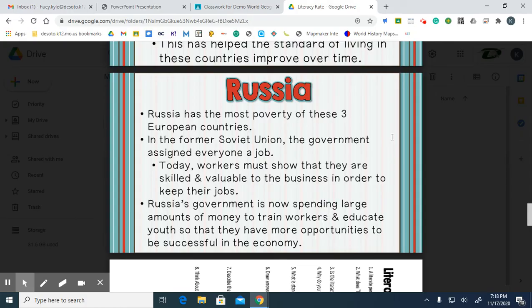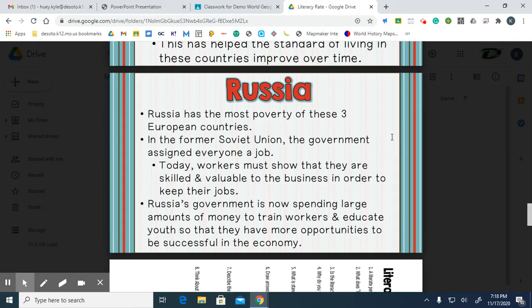Now that they're opening it up and becoming more of a mixed economy, individuals need to be qualified and need to be educated in order to improve their career and get a better paying job. They didn't have those resources because Russia did not start investing in human capital and education until relatively recently. Now, they have made major strides in educating their population, but they still have a long way to go. Again, the most important thing is Russia's government is now spending large amounts of money to train workers and educate youth, so that you have more opportunities to be successful in the economy.